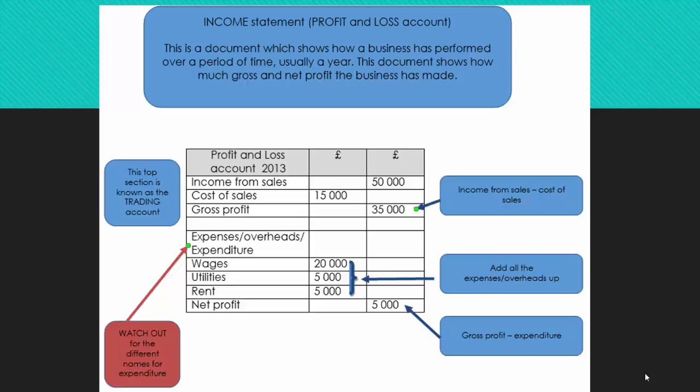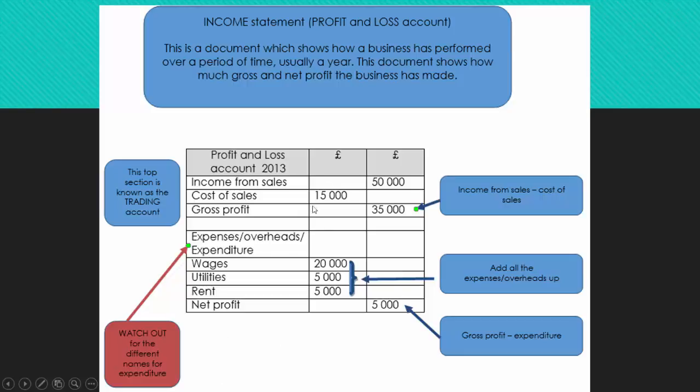So you start from the top, and if you look there, we've got the income from sales or revenue or sales income, and in this case for this business it's £50,000. The cost of sales, so how much it cost them to make that £50,000, in this case is £15,000, which then leaves them with a gross profit, so income from sales minus cost of sales of £35,000, which is pretty good.